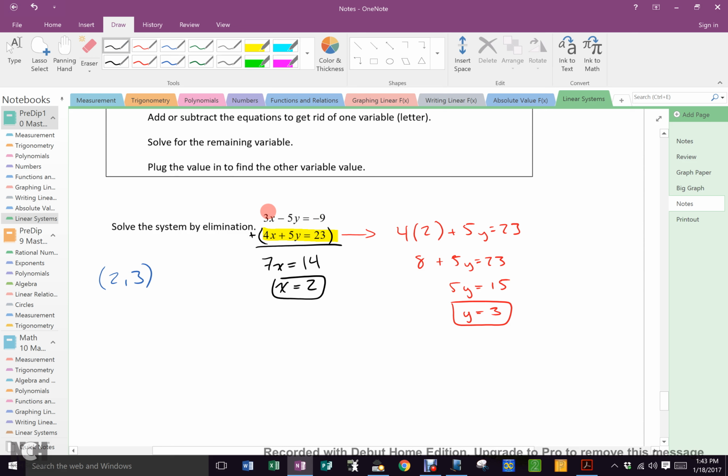What is 3 times 2? 6. Minus. What is 5 times 3? 15. Is 6 minus 15 negative 9? So I'm correct. Everybody cool? Now, elimination or substitution? Who said both? Because there's times when one is better than the other. You're absolutely right, Tiffany.